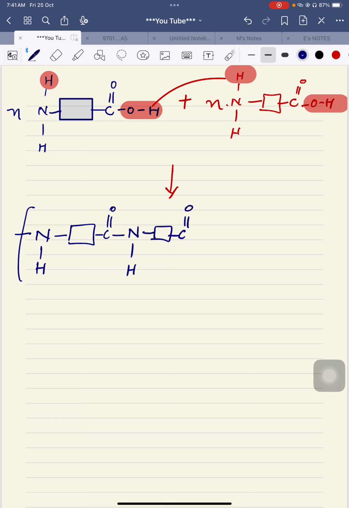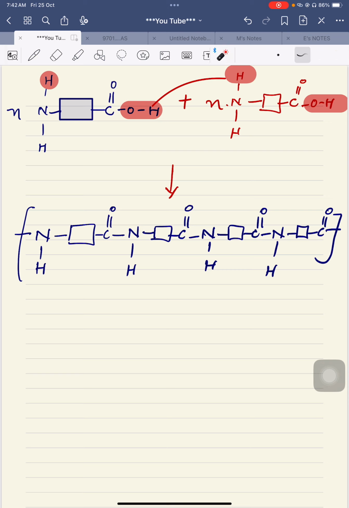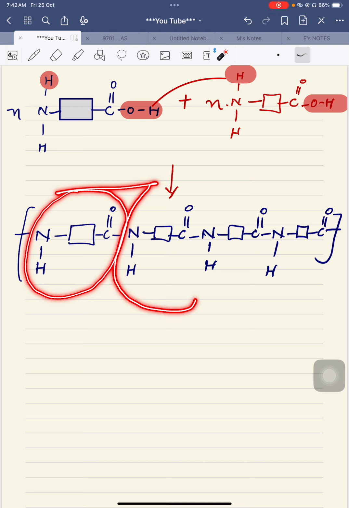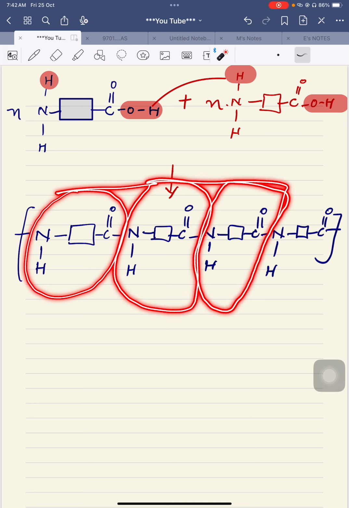This is now a carbon chain, and this is now C double bond O, and this is now N and H again, and this is now a bond, and this is now again C double bond O, and this is the continuation bracket, okay. So now you can see this; I am going to spotlight it. This is one of the amino acids, this is the second amino acid, this is now the third amino acid, and this is now the fourth.